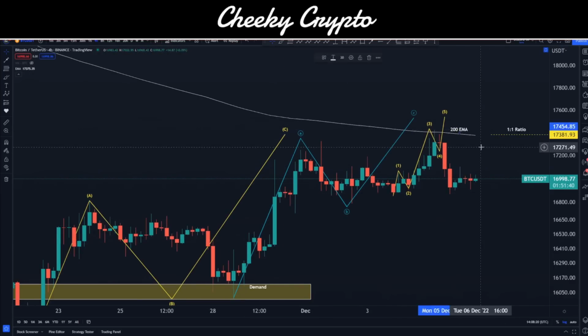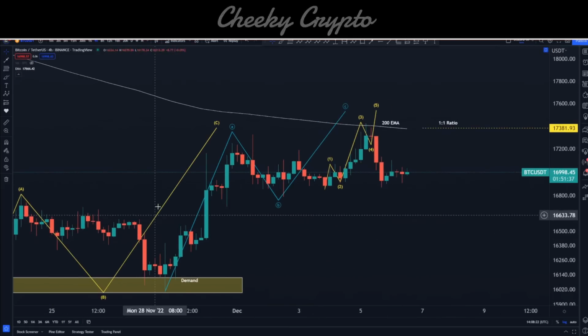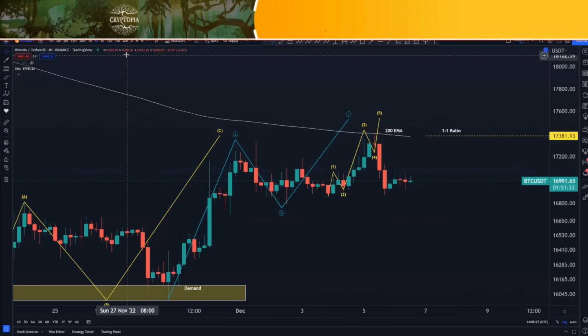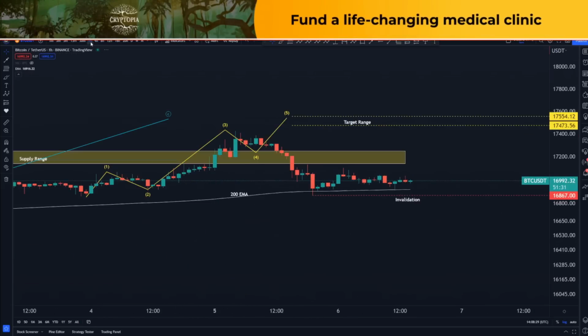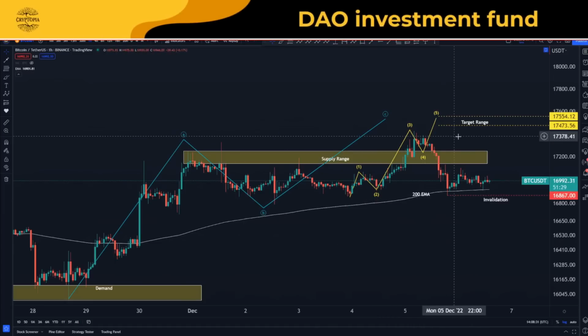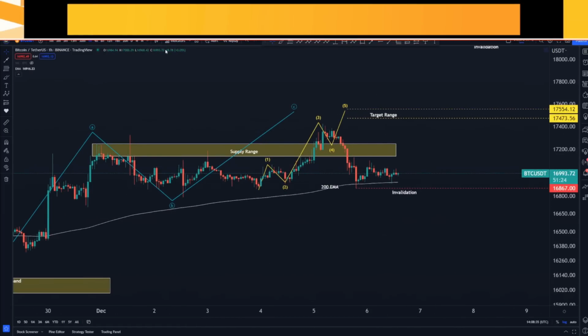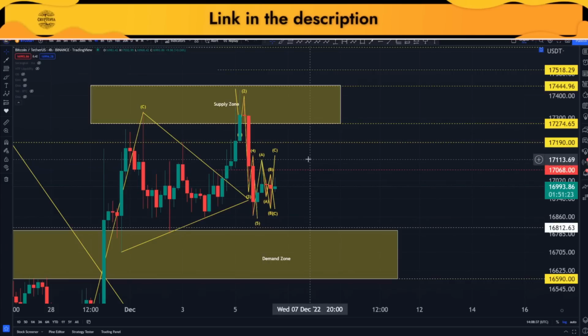So the fact that we found the 200 EMA, the 1-to-1 ratio with the yellow ABC structure coinciding was not a coincidence. So we said that there was a high likelihood that we were to break to the downside. So when we reflect on this 5-wave structure that was invalidated by the move coming down lower, all that happened before the video even went out.